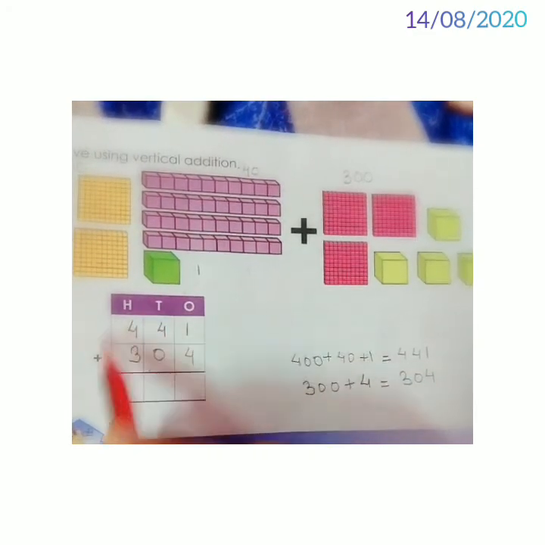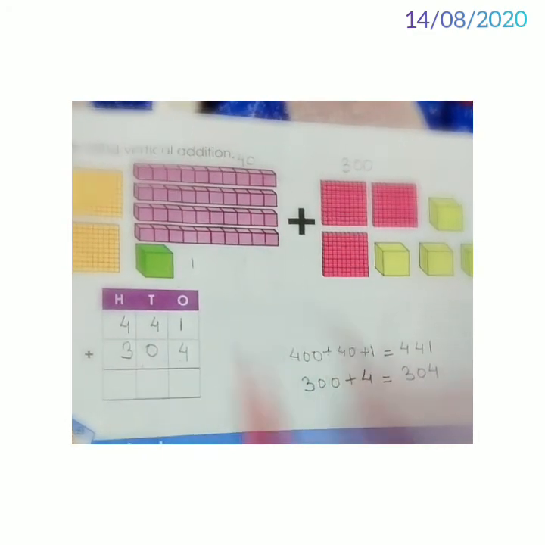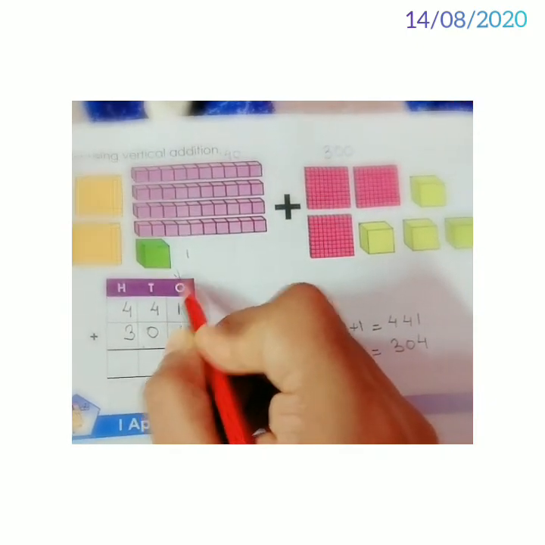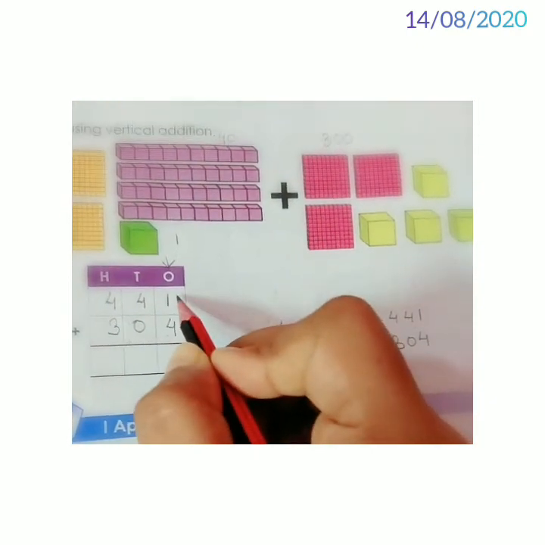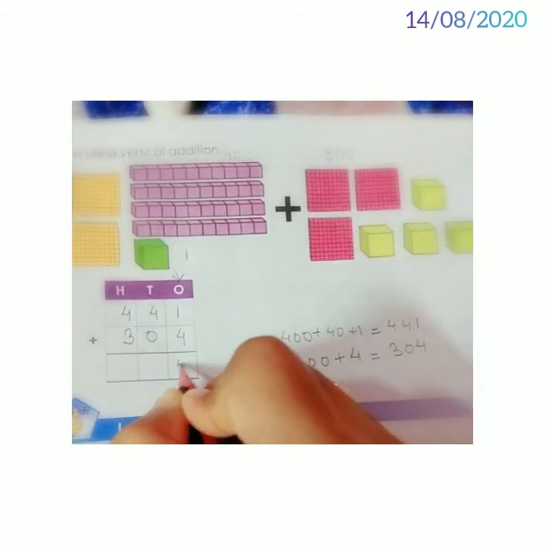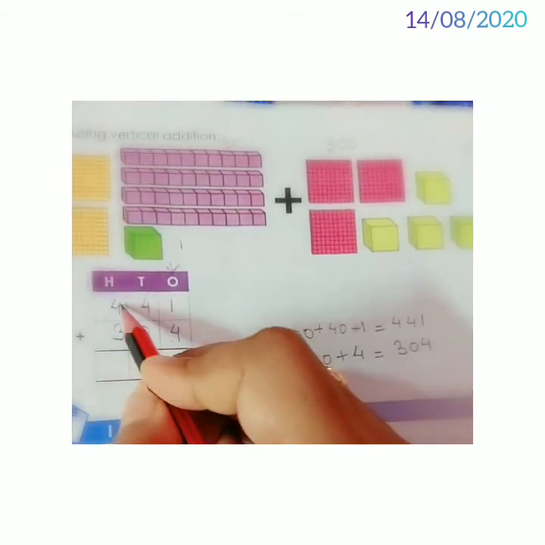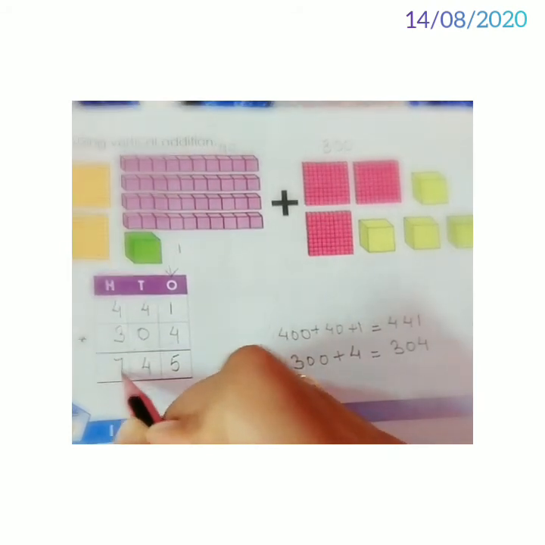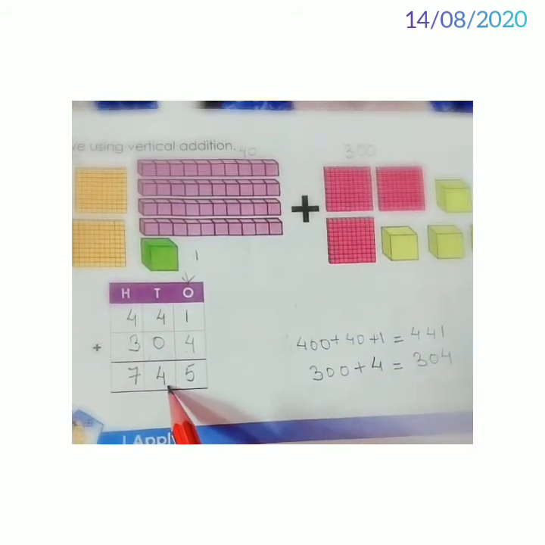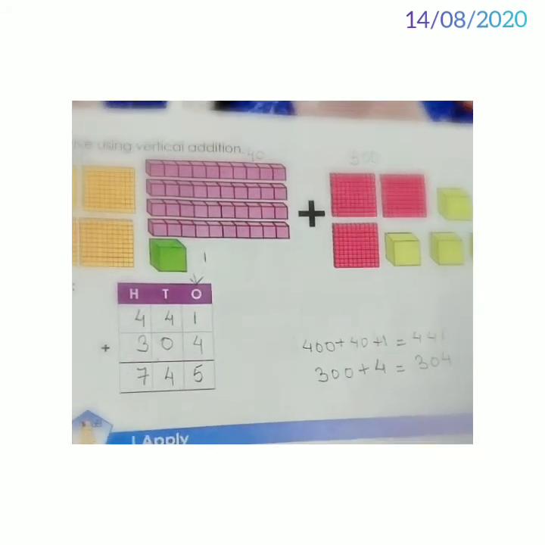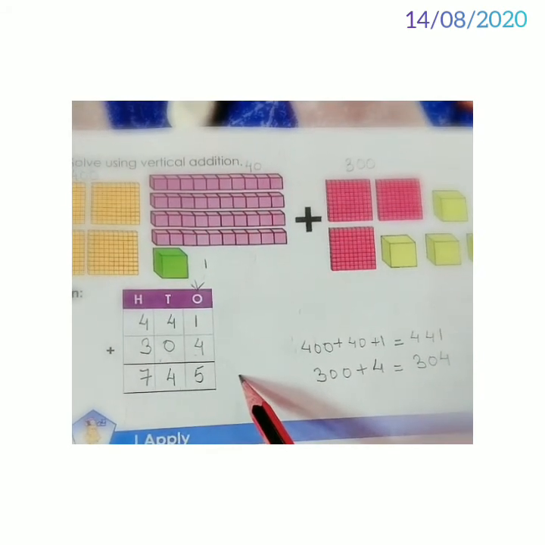Now you have to add these two numbers, and as we know, we will start from the ones place. So 4 plus 1 is how much? 5. 4 plus 0, 4. Then 4 plus 3, 7. So our answer is what, dear children? 745. I hope all of you are clear with this question, isn't it?